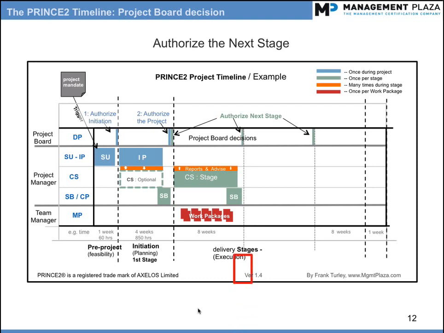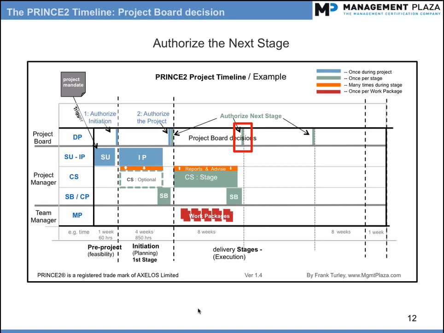Topic: the next project board decision. At the end of the stage, the project board will do the following. Review the current stage, so mainly using the end stage report. Compare the progress of the project so far with the baseline project plan. Review the business case to see if the project is still viable and worth doing. Check the next stage plan, which is a plan the project manager will use to run the next stage.